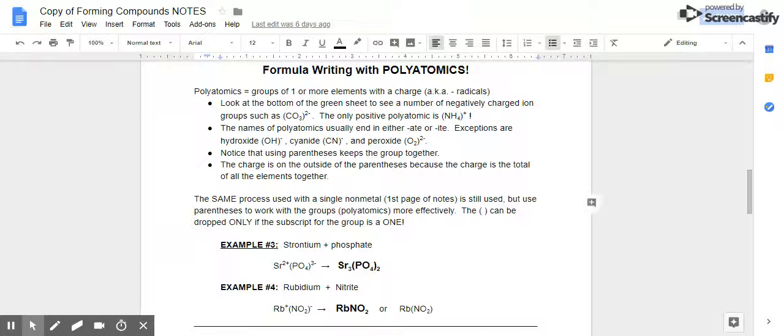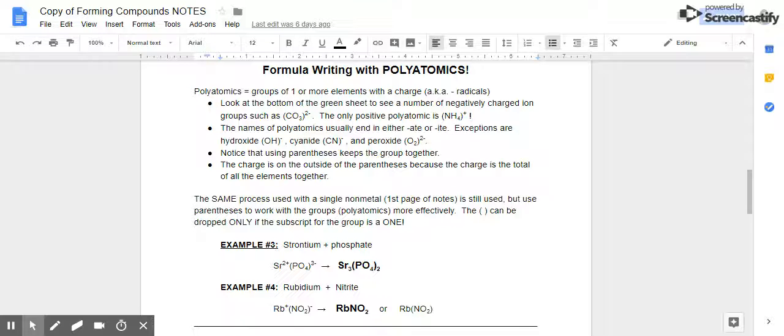All right, polyatomics, which are groups of one or more elements with a charge. Okay, so you look at the bottom of the green sheet to see the number of negatively charged ions. So CO3, 2 negative. All right, remember there's only one positive polyatomic, NH4, ammonium. So the names of the polyatomics normally end in ate or ite. Some random examples are hydroxide, cyanide, peroxide, but generally they're going to end in ate or ite.